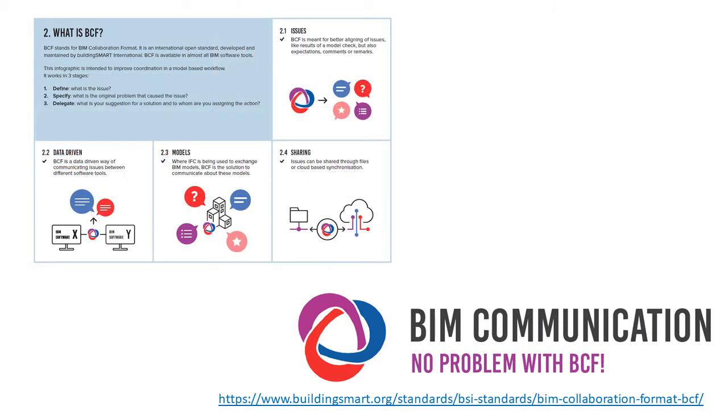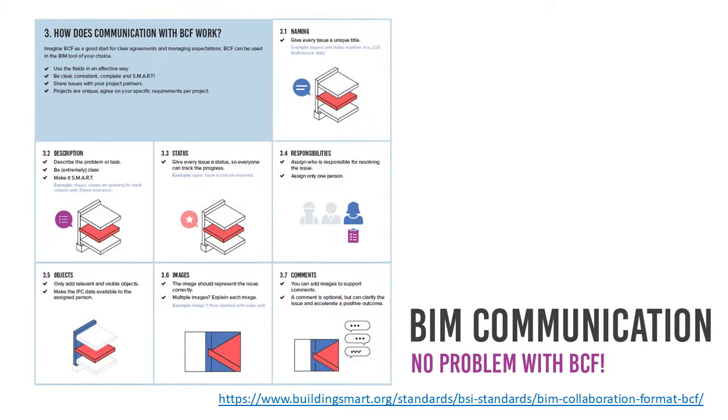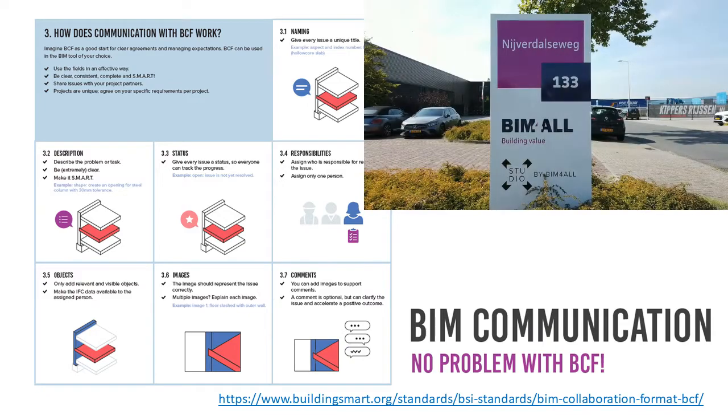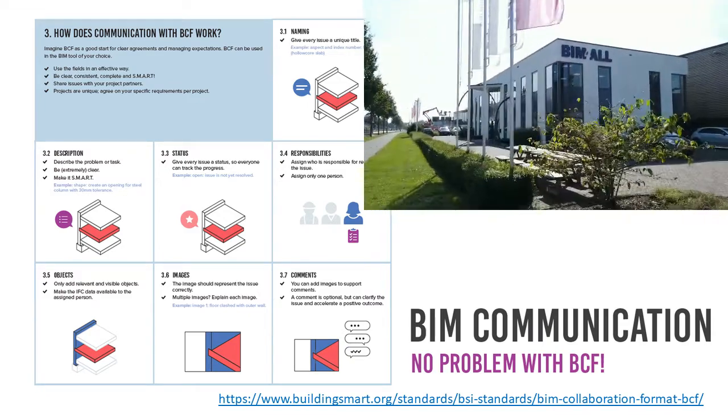So we can define an issue. What is it? What is it about? How can we specify it? What's your problem? And how can you communicate to another person? And what do you expect from it? So you can delegate it and make a suggestion for a solution. We have to add some titles, responsibilities, and add the right objects with the right descriptions to communicate very fast with each other. BCF is object-based, so we select objects and we know exactly that we're talking about that certain object. Let's show people how this works with the help of some use cases.